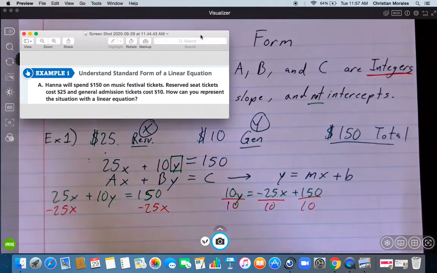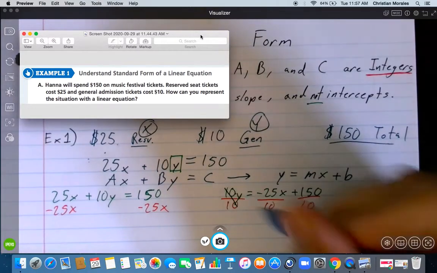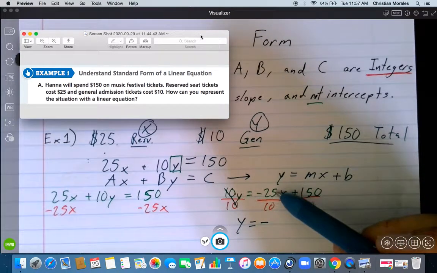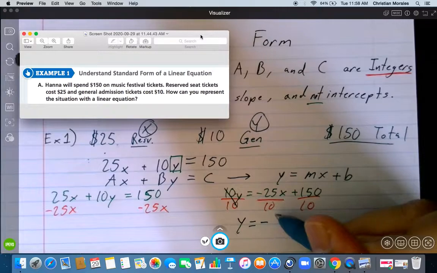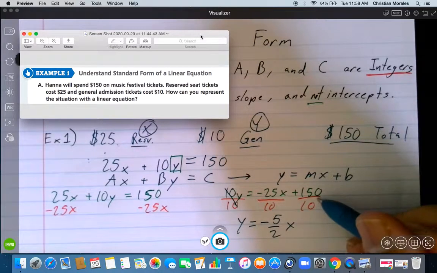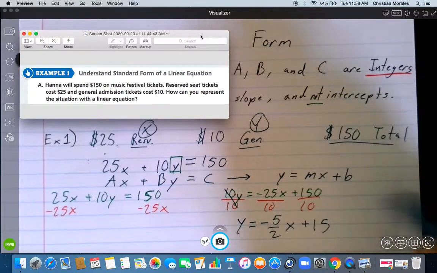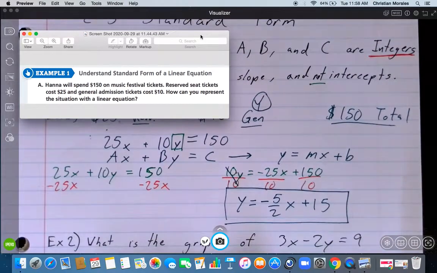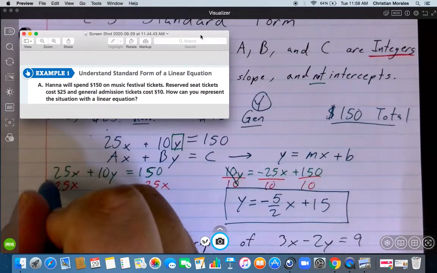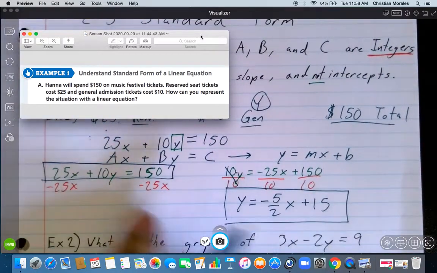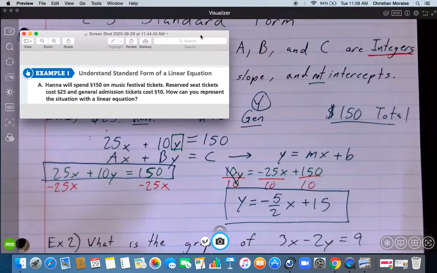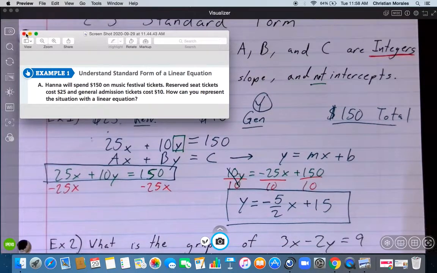So if I divide that, the 10s cancel out. I have y. I have negative, I'm going to simplify this. 25 divided by 10, if I divide it by 5, I get negative 5 over 2x plus 15. And there is slope-intercept. So I took standard form, and using inverse operations, I turned it into slope-intercept. Now I could graph it if I want. And that's it. That's how you transform it. Okay? That's problem number 1. Let's move on to problem number 2.